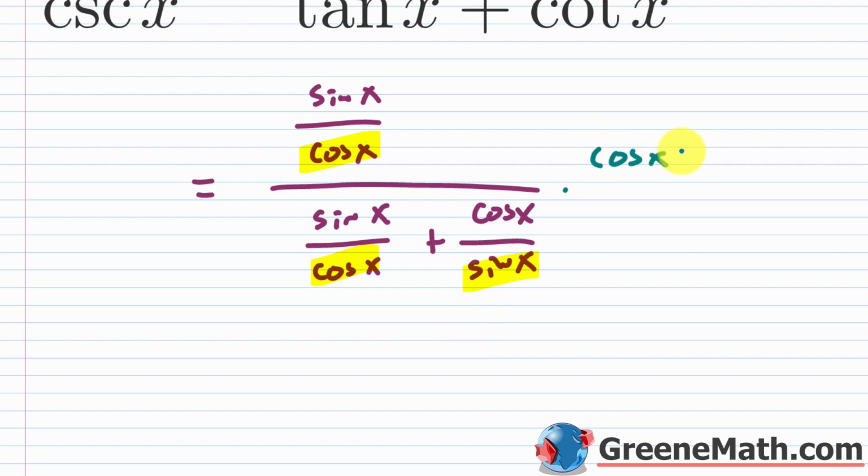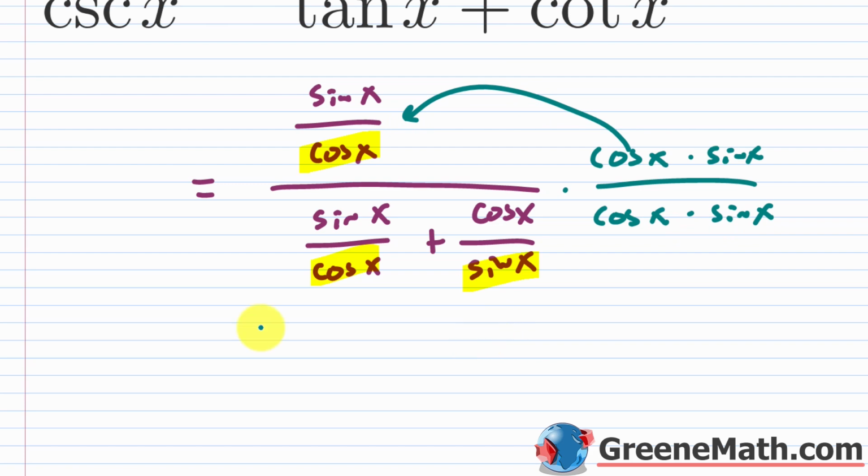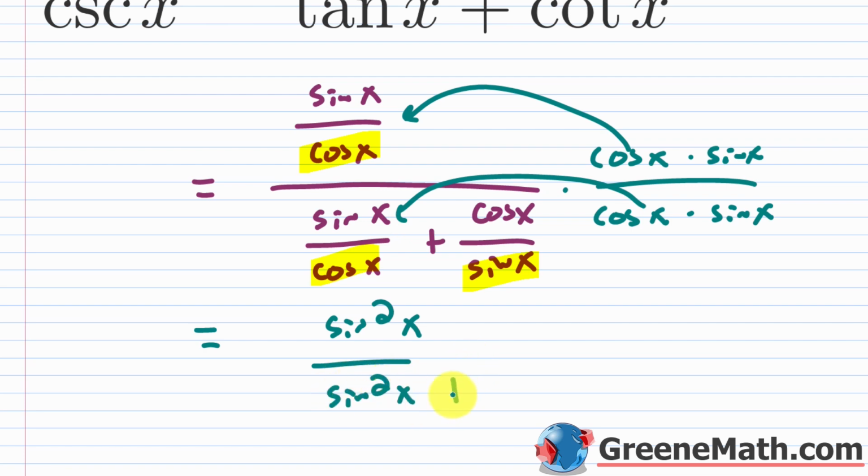So I'll have cosine of x times the sine of x over the cosine of x times the sine of x. So I'm going to move this in here. And then basically the cosine of x's would cancel. So you get sine squared x over. Bring this in here. Cosine of x would cancel. You would have sine squared x, and then plus, this is going to go here, and so sine of x would cancel. You would have cosine squared x.